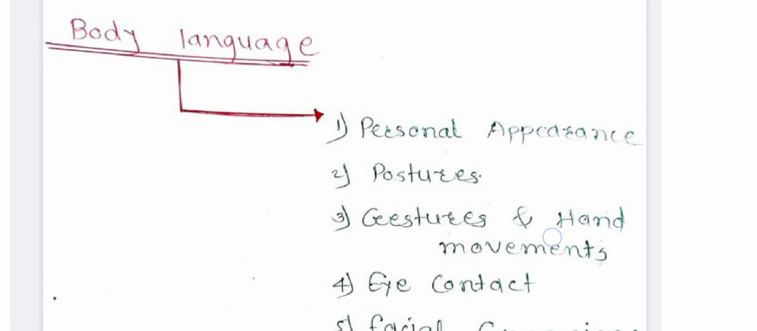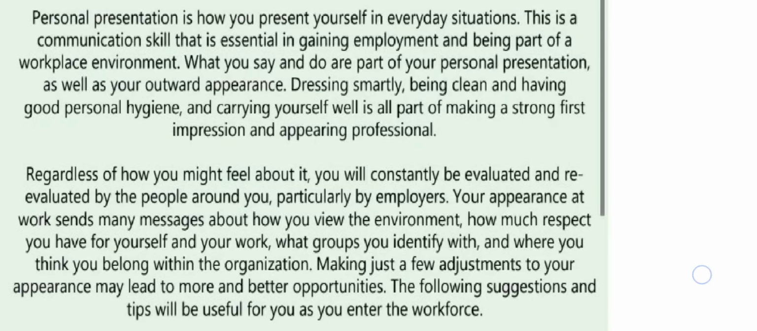The first is personal appearance. Now we see the five main parts. First is personal appearance. Personal presentation, or personal appearance, is how you present yourself in everyday situations. This is a communication skill that is very essential to employment and being part of the workplace environment also.